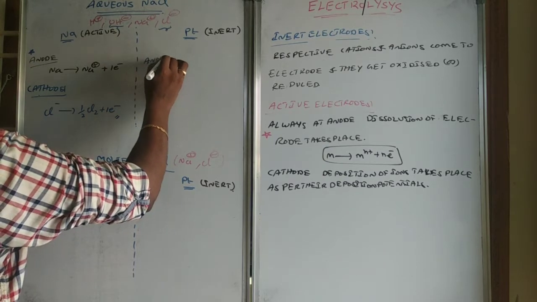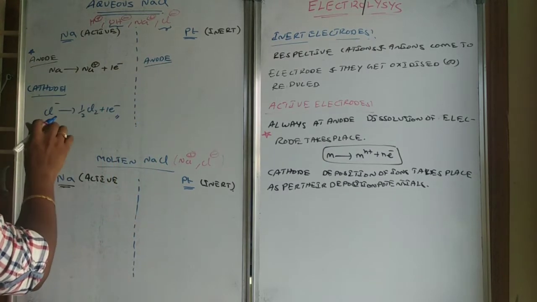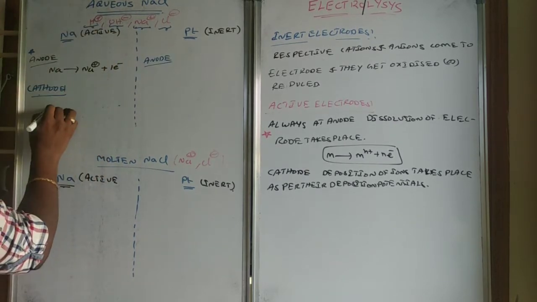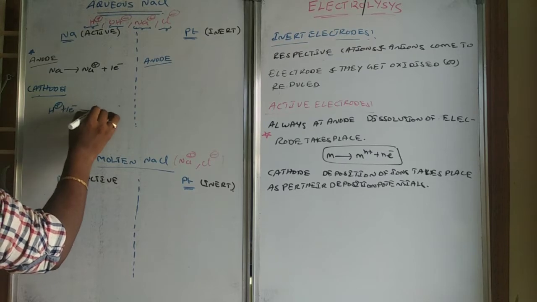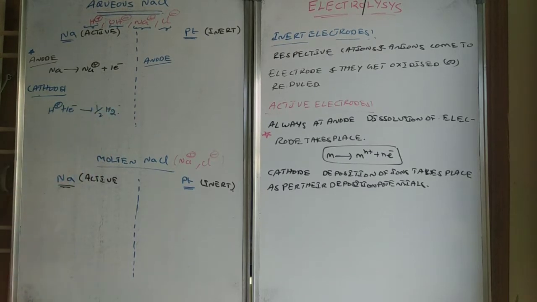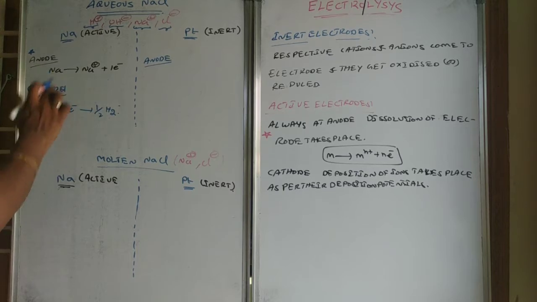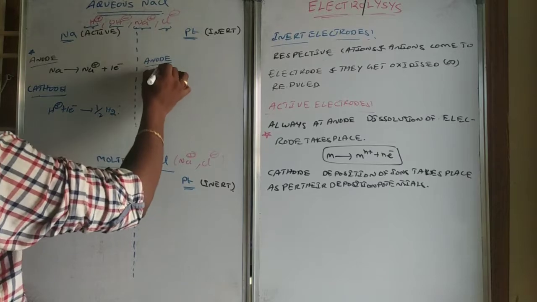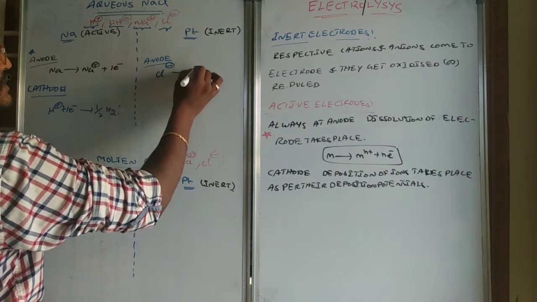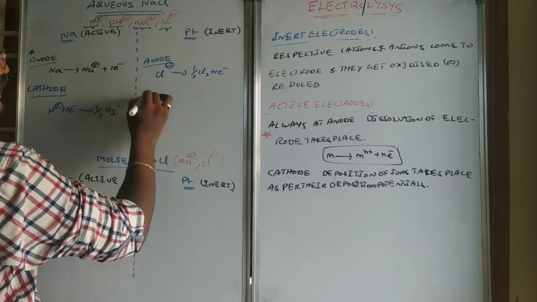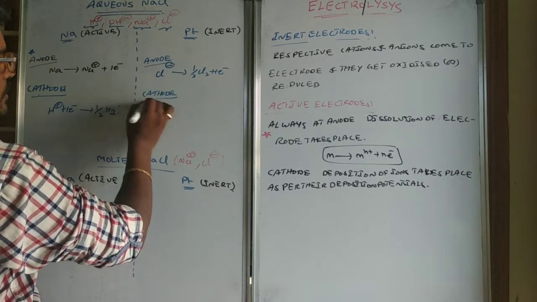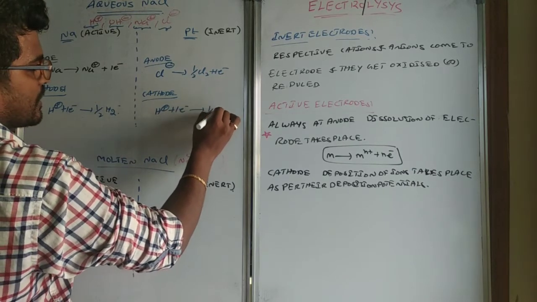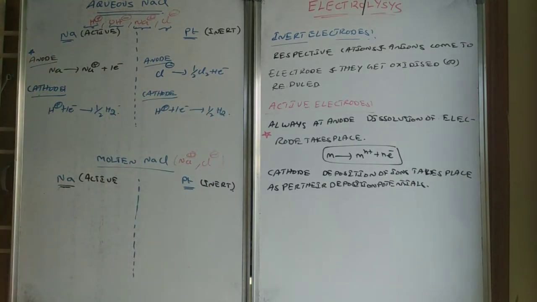At cathode, among H+ and Na+, H+ comes. H+ plus one electron gives half H2. So, reduction takes place. According to the cations, based on their deposition, they will come and deposit. In case of platinum, Cl- gives half Cl2 plus one electron. And at cathode, H+ plus one electron gives half H2.